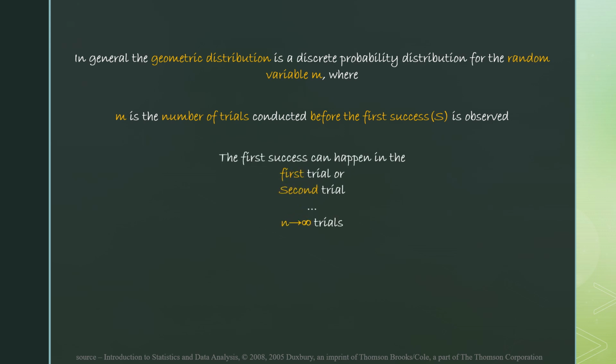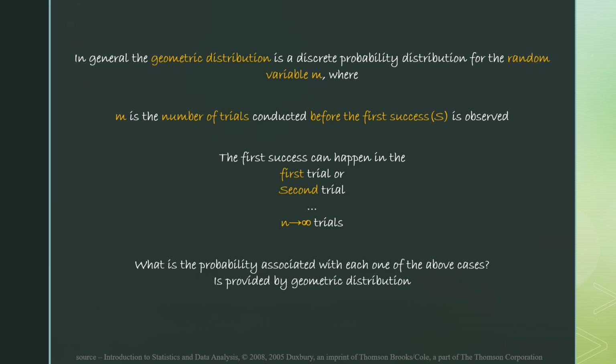The first success can happen in the first trial, or second trial, or third trial, and so on, or in the n trials, where n can theoretically tend towards infinity. What is the probability associated with each one of the above cases is provided by the geometric distribution.